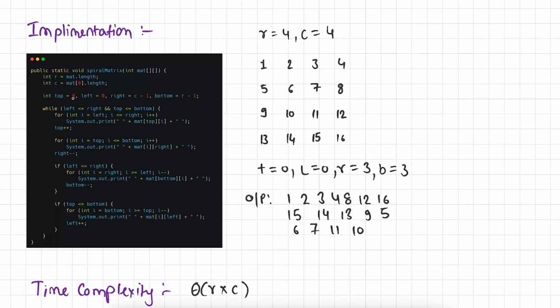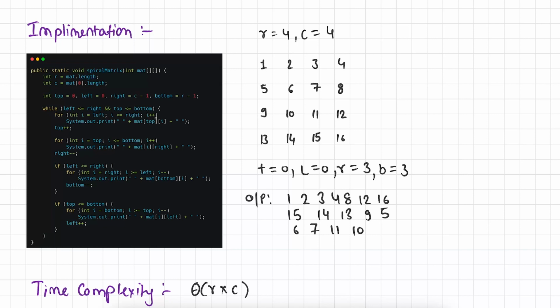We are initializing top with 0, left with 0, right with C-1 and bottom is equal to R-1. If C and R is equal to 4, then right and bottom is equal to 3. So far so clear. Then we are running a while loop, and in this while loop we are checking if left is less than equal to right and top is less than equal to bottom.